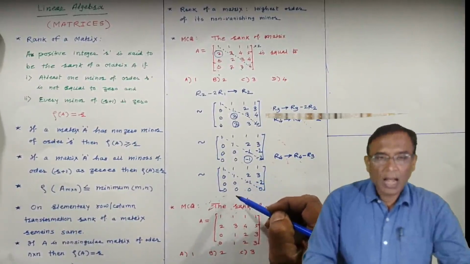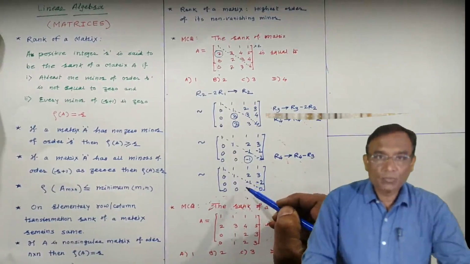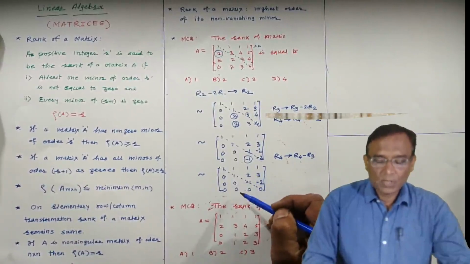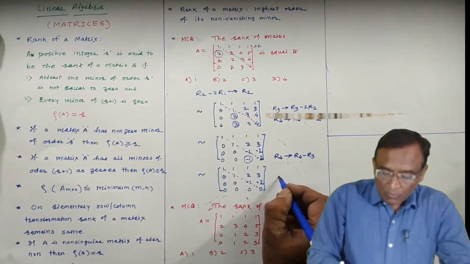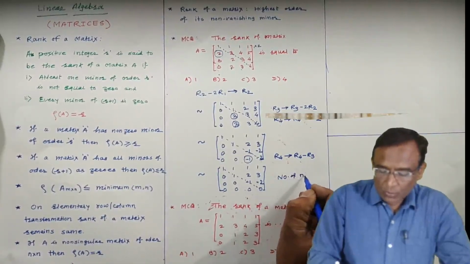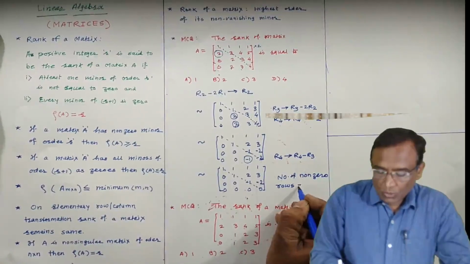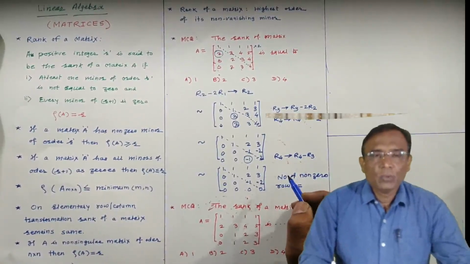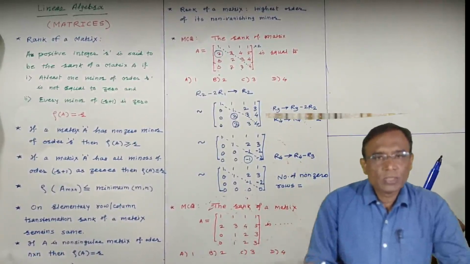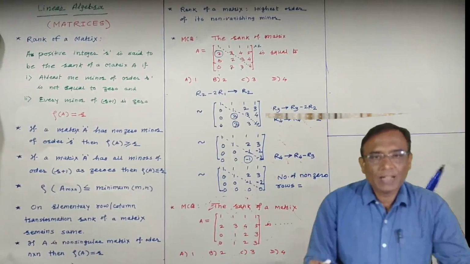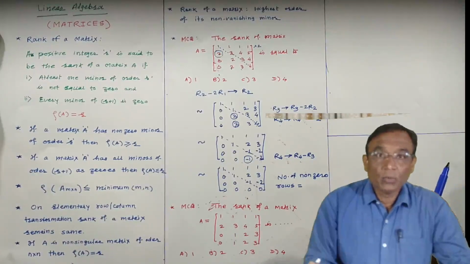So at this stage, this is row reduced echelon form. Now at this stage, what I am going to do is calculate the number of non-zero rows. And how many non-zero rows are there? What is a 0 row? If each and every element of the row is 0, that is called a 0 row. If at least one element of the row is non-zero, that will be counted in non-zero rows.